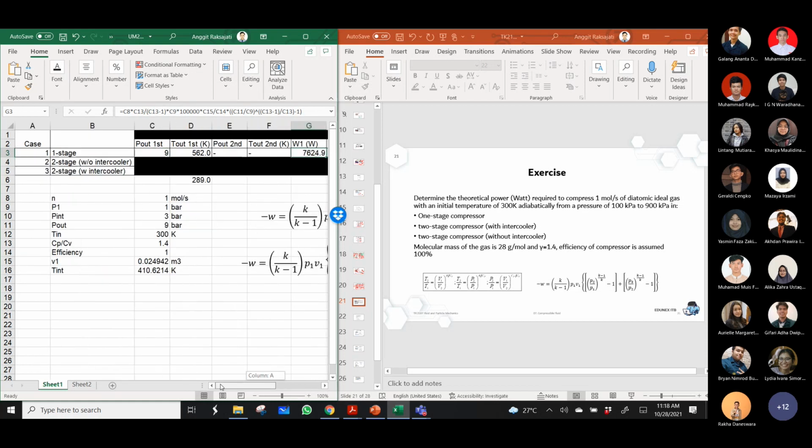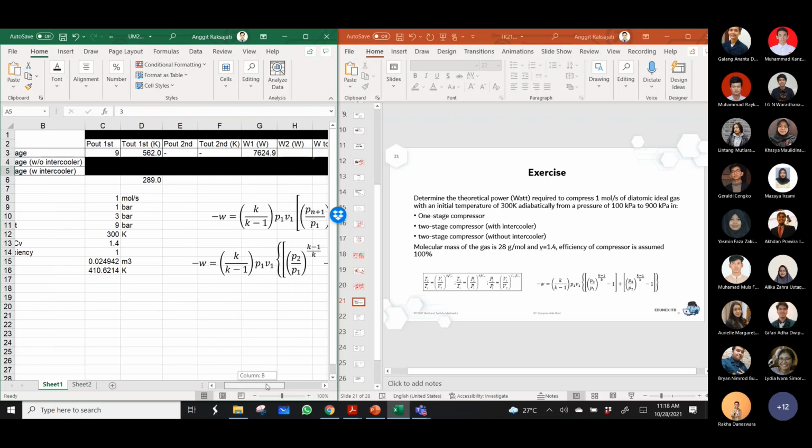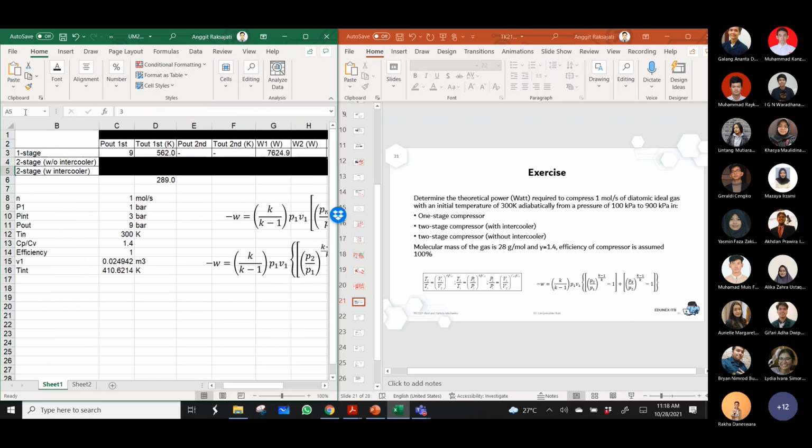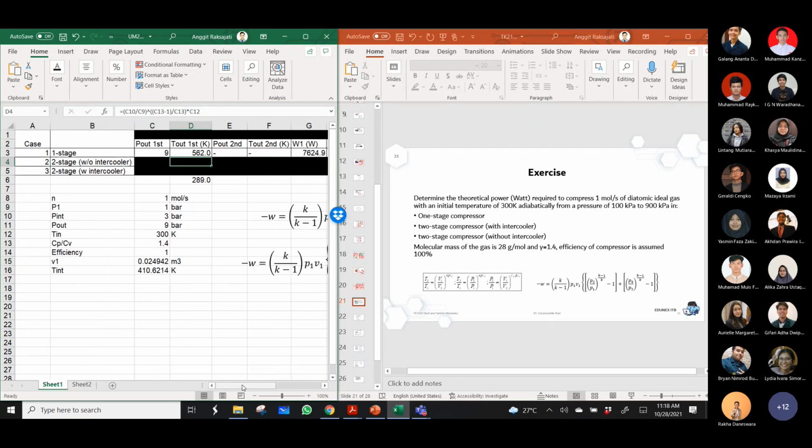So I'll give you the second case and the third case as homework for practice. But I'll state that the total watt for the last option, 2-stage with intercooler, should be the lowest one. In terms of the formula, I can just check on this formula in Excel. The number wouldn't be given, but the formula will be given.